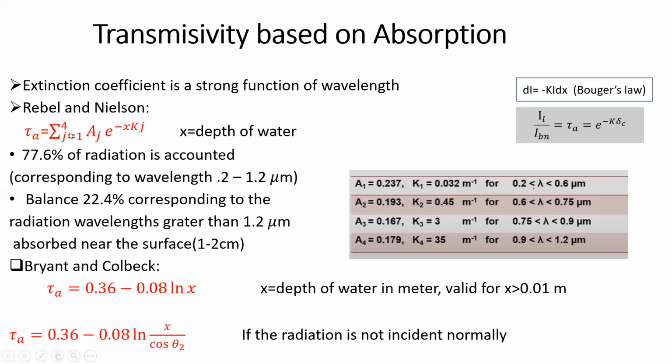Rabl and Nielsen found the equation tau A is equal to summation j equal to 1 to 4 of a_j e raised to minus x k_j. X is the depth of the water, and from this equation, a is the fitting coefficient. For various fitting coefficients and various extinction coefficients, we calculate, since the extinction coefficient is a function of wavelength, we calculated for the wavelength.